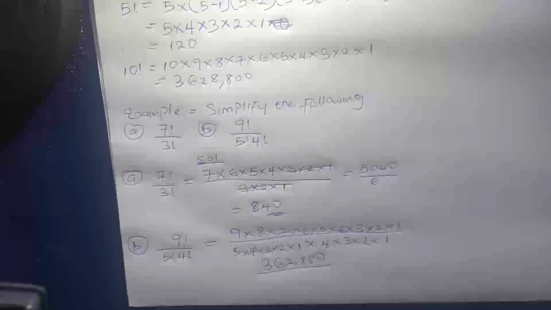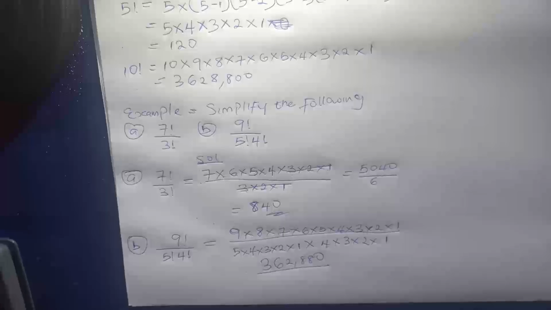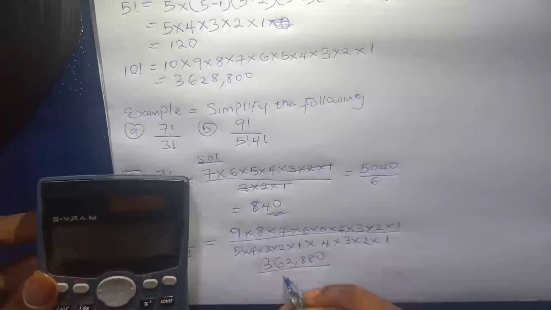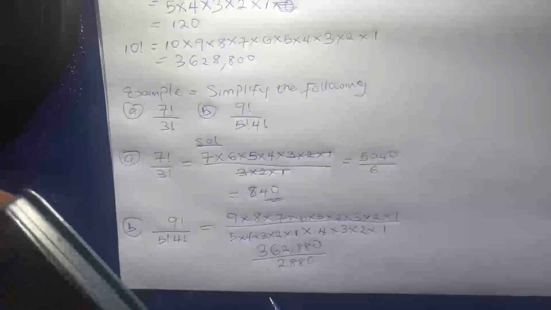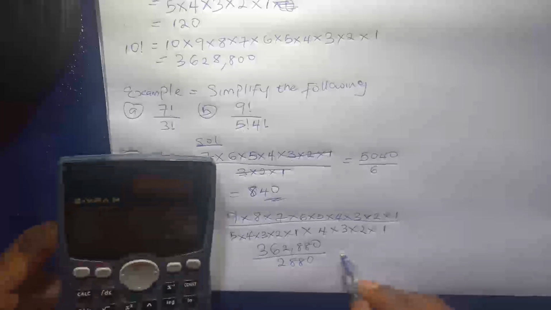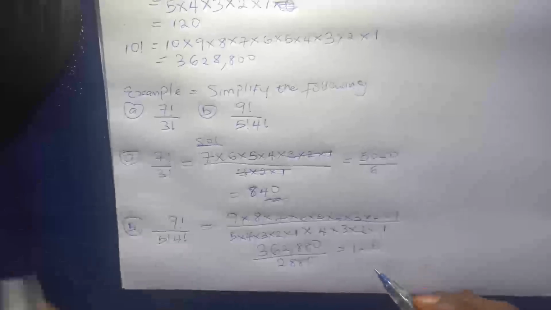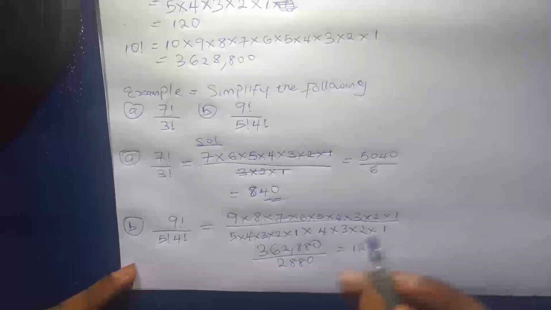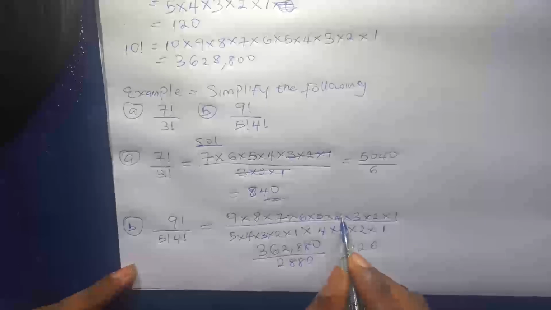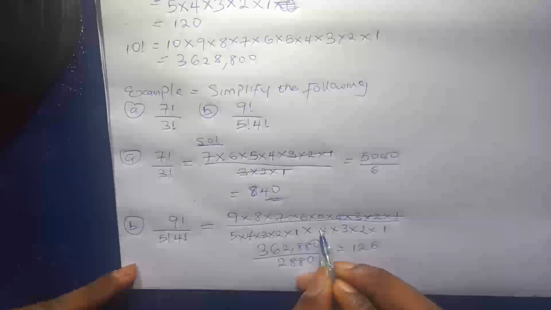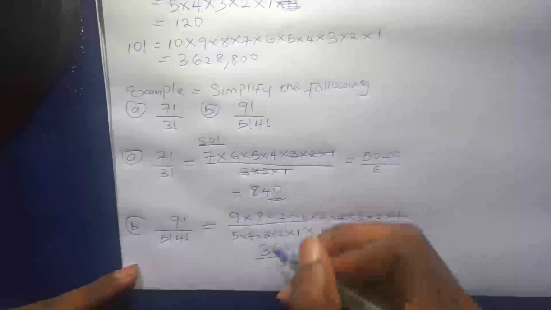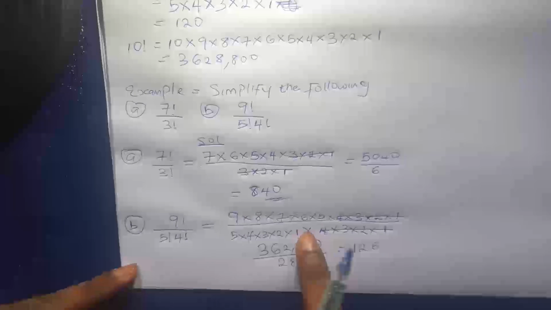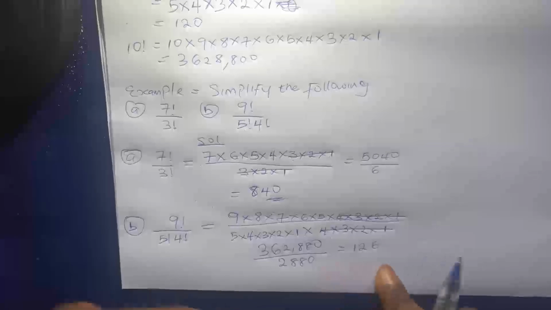362,880 divided by, now, all the values in the denominator, which gives us 2880. Then you just divide this value by this value, which gives us 126. Now, using the second method, you can just cancel out 4 times 3 times 2 times 1 and all this. Then you just divide this value by this value and you also get your answer.